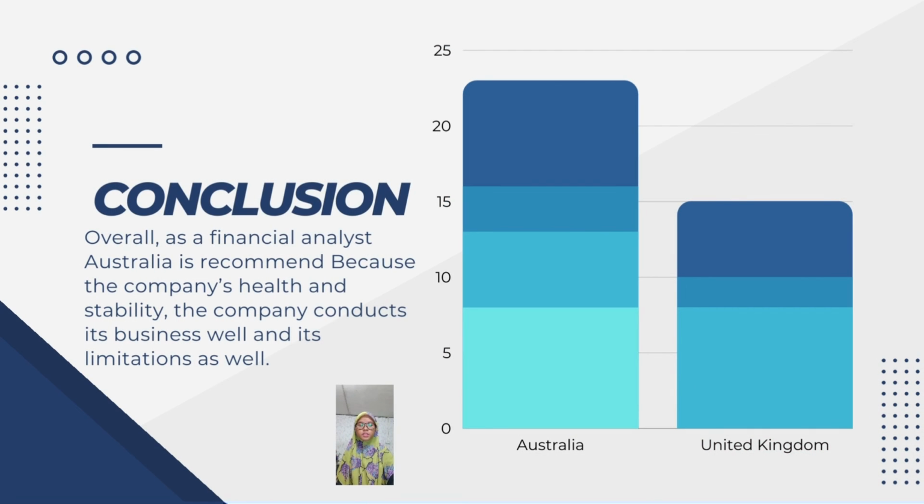Overall, as a financial analysis, Australia is recommended because the company has growth and stability. The company conducts its business well and knows its limitations as well. In addition, for facilities risk in the UK, BP wants to quit its business with Rosneft because BP is under pressure over ties to Rosneft and fuel supply to the Russian army that caused the bloody war in Ukraine.